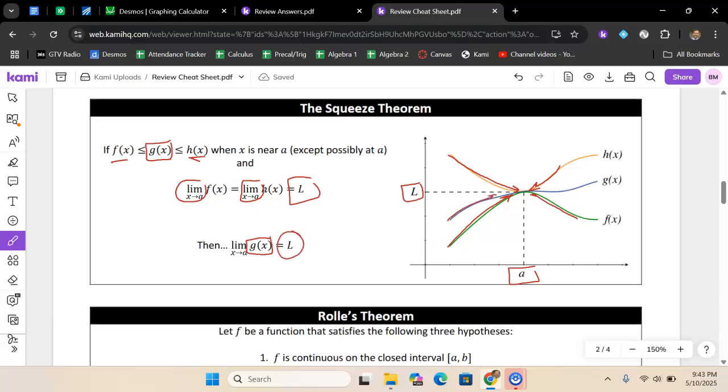It's squeezed by the top function and the bottom function, making it have to go to that same exact location. That is what the squeeze theorem says. Again, the key there, you're dealing with limits.